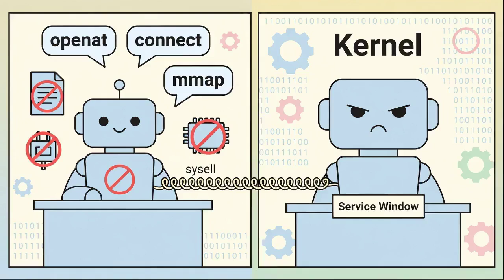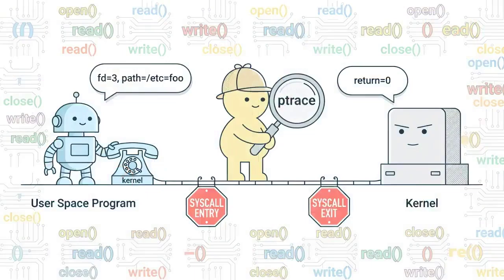Every Linux program lives in user space, which means it cannot touch the disk, the network, or memory on its own. It must ask the kernel through system calls: openat for files, connect for sockets, mmap for memory. Syscalls are the only real conversation a program has with the operating system, so observing them shows exactly what your code is doing. Strace is a detective that sits between your program and the kernel.